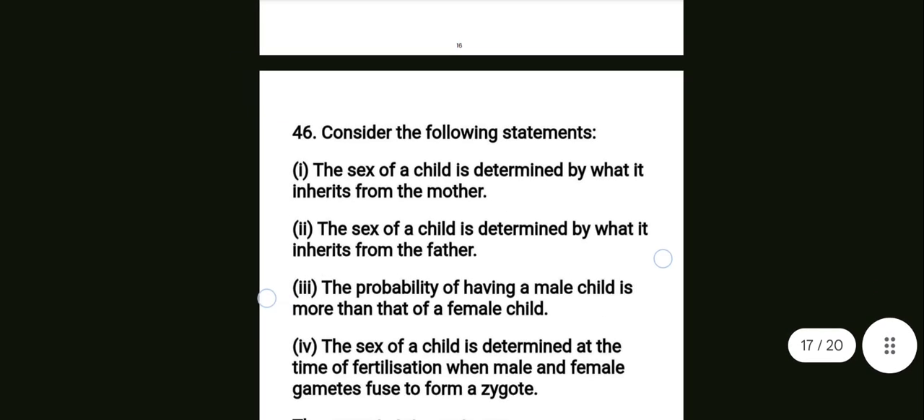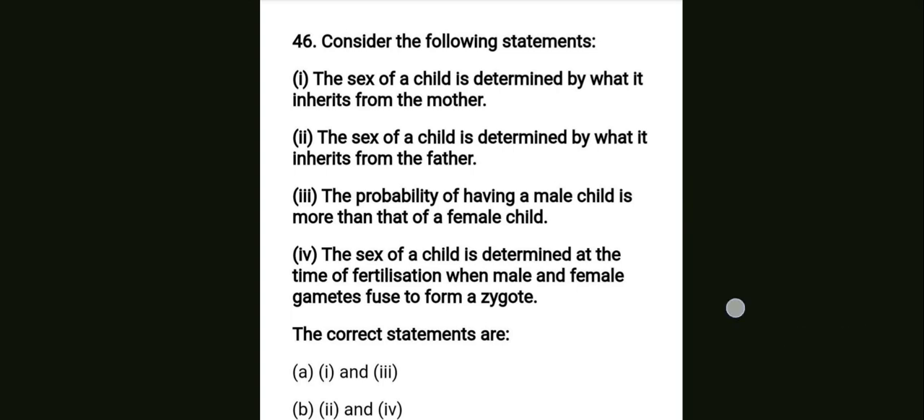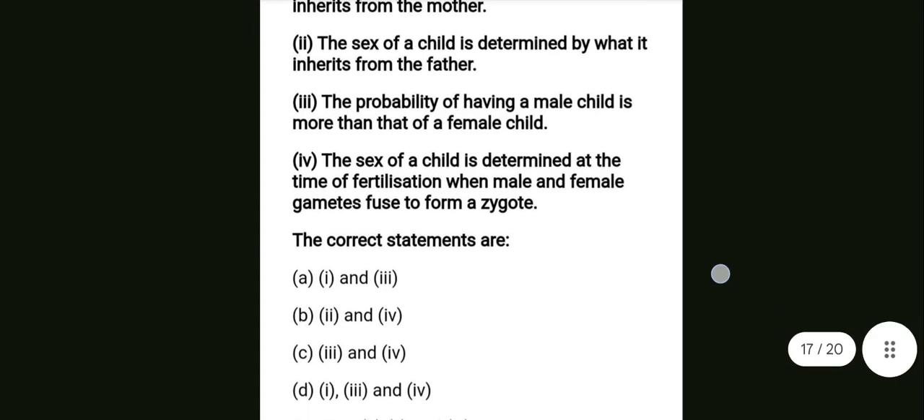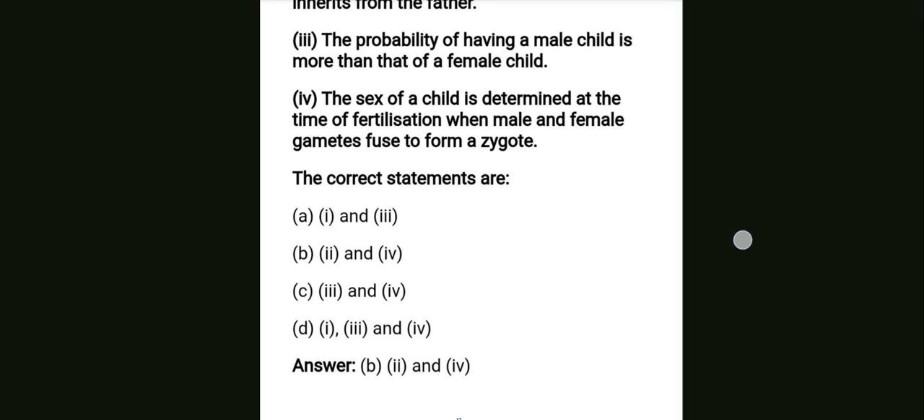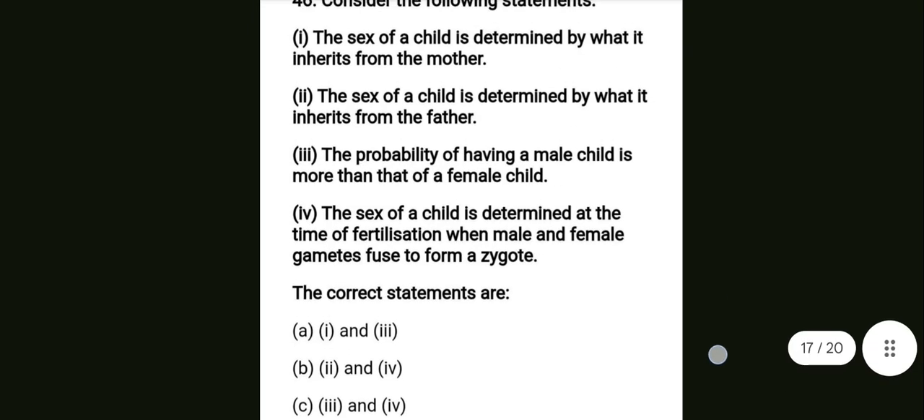Consider the following statements. The sex of the child is determined by what it inherits from the mother. Second statement: the sex of the child is determined by what it inherits from the father. The probability of having a male child is more than that of a female child. The sex of the child is determined at the time of fertilization, when male and female gametes fuse to form a zygote. Here option B is correct.